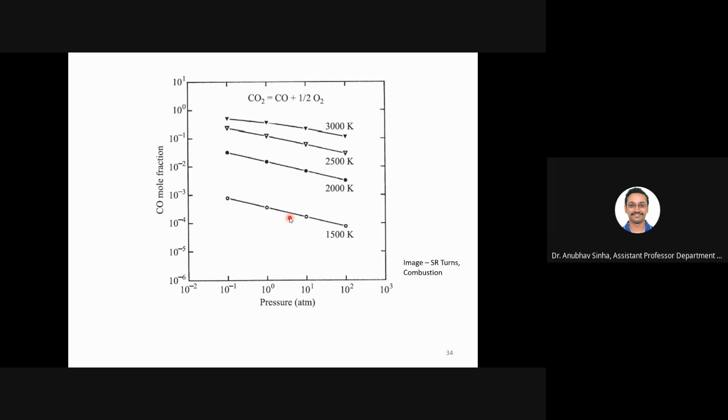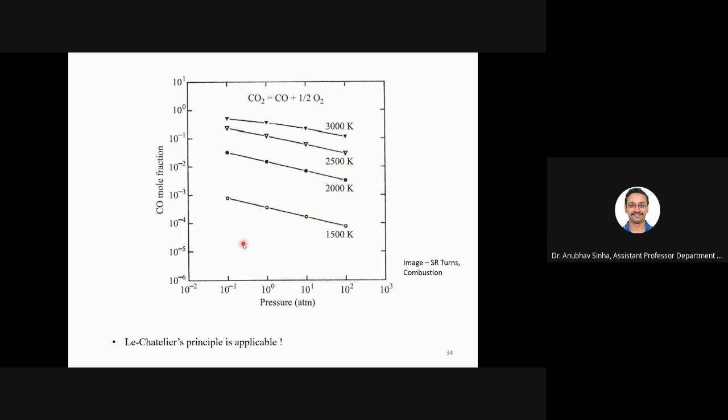Now let us look at something interesting here. Let us say these are the CO mole fractions, the composition at equilibrium, and how this CO changes with respect to pressure. These different curves are for different temperatures. For the moment, let us forget about it and talk about one curve. This is the reaction we are considering: CO2 is getting dissociated to CO plus half O2.